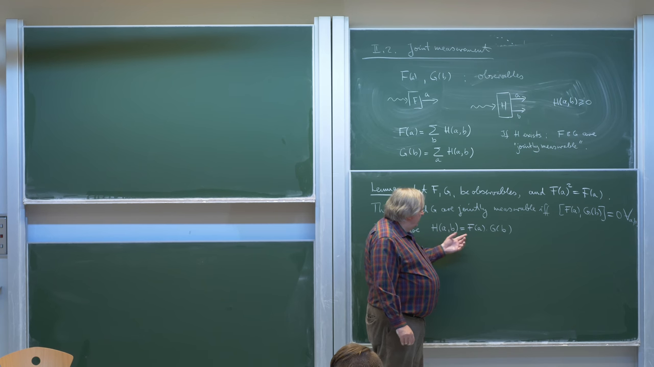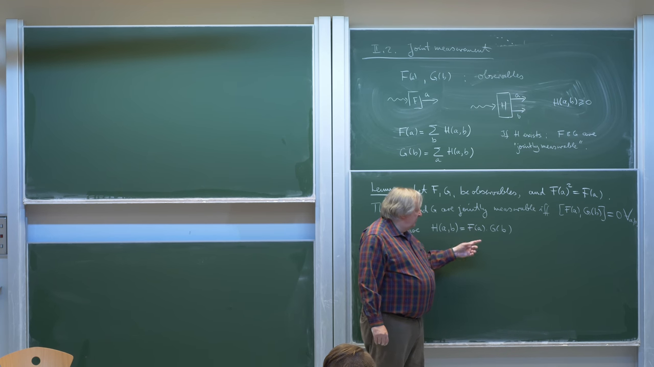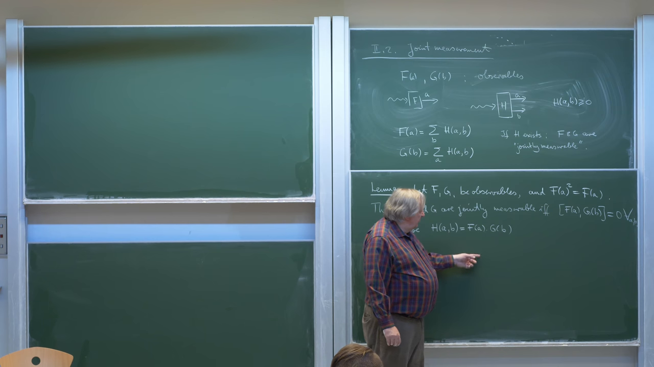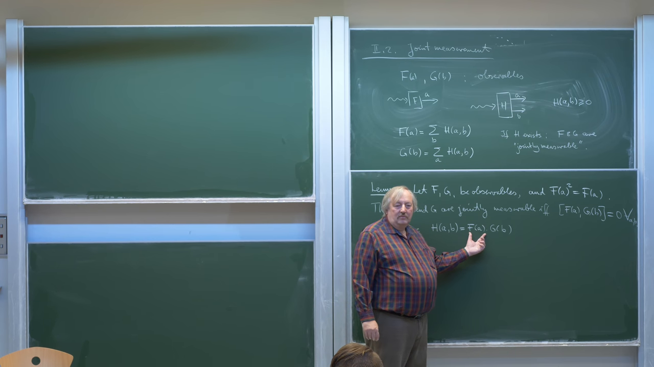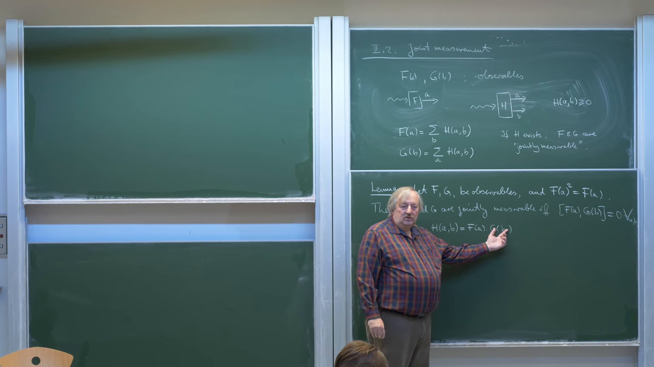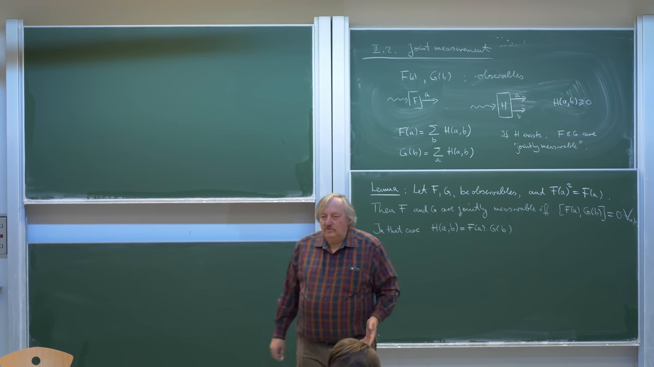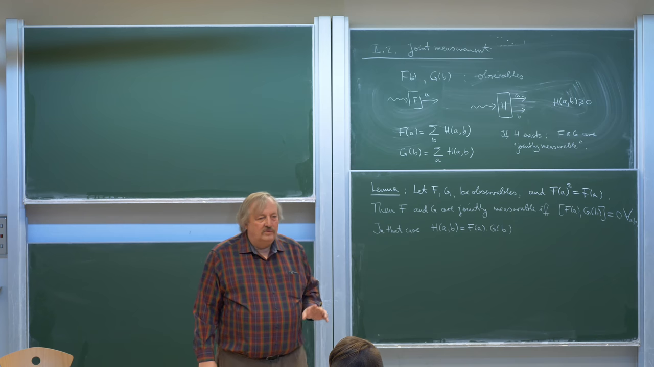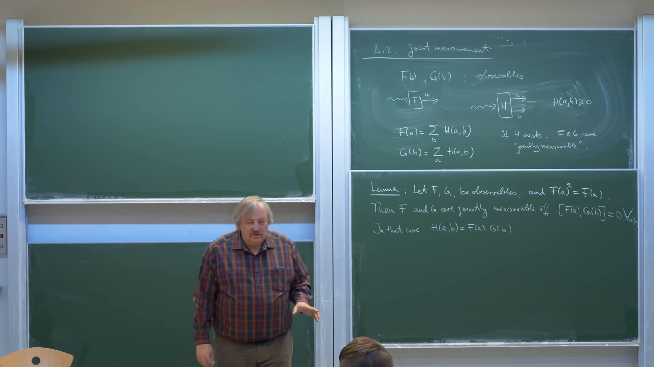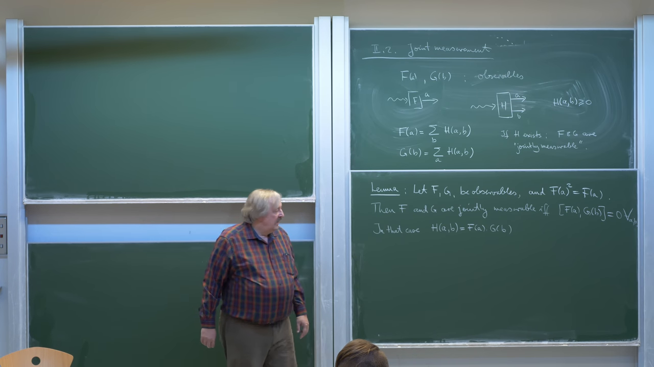Then it's also clear that from this formula, now these are all positive, and if I add up over A, I just get the normalization sum of A, so I get G left, and conversely. So then, clearly this is a joint measurement. So commutation of all the Fs and Gs is sufficient for joint measurability.